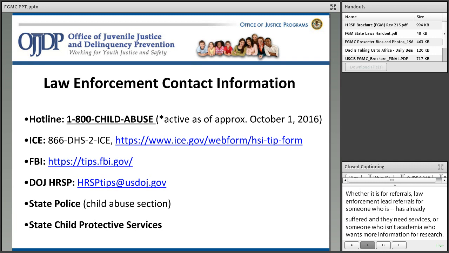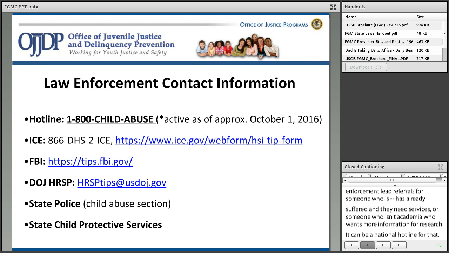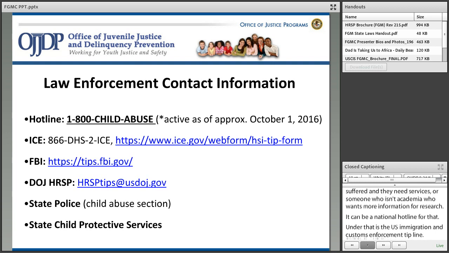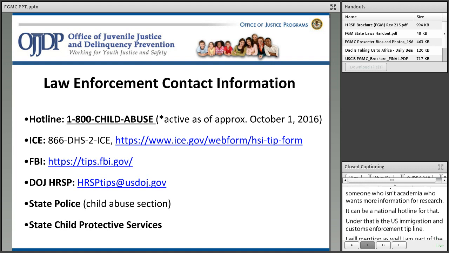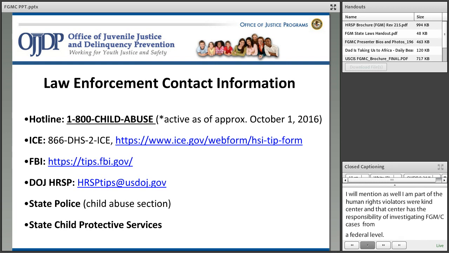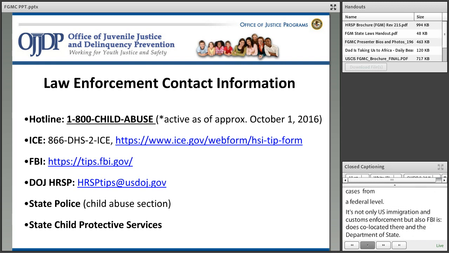And I will mention as well, I'm part of the Human Rights Violators and War Crimes Center, and that center has the responsibility of investigating FGM cases from a federal level. It's not only U.S. Immigration and Customs Enforcement, but also FBI is co-located there, Department of State as well, and other entities, and we work closely with the Department of Justice's Human Rights and Special Prosecution section. So that is a good entity for contacting. If there's law enforcement in the audience who have any questions, you're welcome to contact us directly.